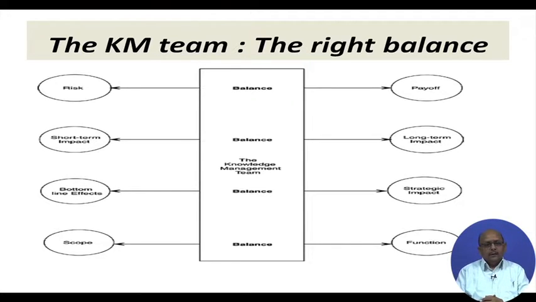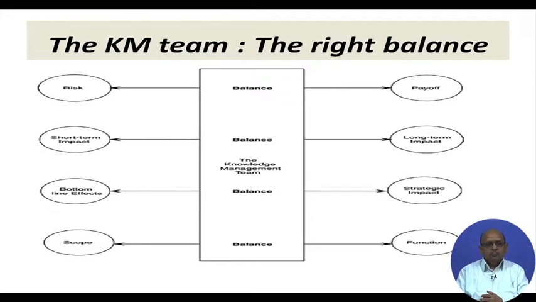They need to strike the right balance. What do you mean by striking the right balance? They need to see that there are various issues related to the KM system and how they are going to manage or strike the balance. For example, what are the risks associated with this program. Similarly, what are the benefits or the payoff.